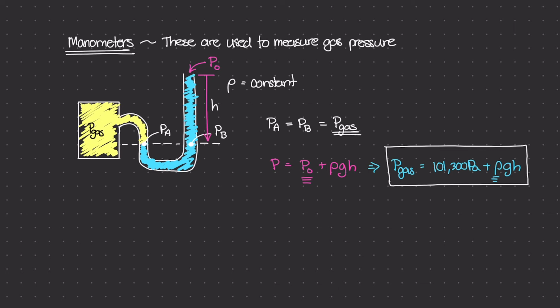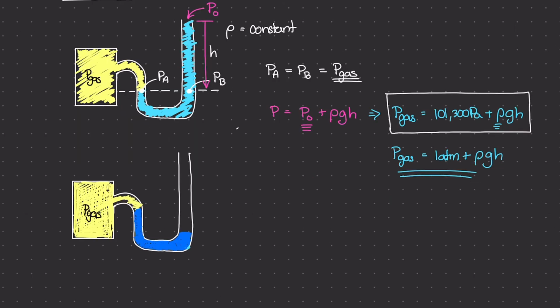And if I wanted to simplify this equation for this particular case, then I could just say that the pressure in the chamber for the gas is equal to 1 atm plus rho of the liquid times the gravitational constant times h. Okay, so now I want to talk about a special case.